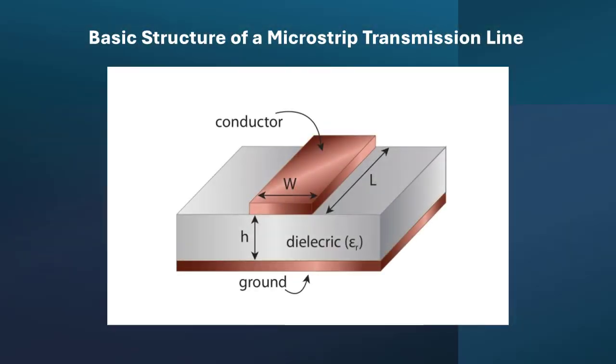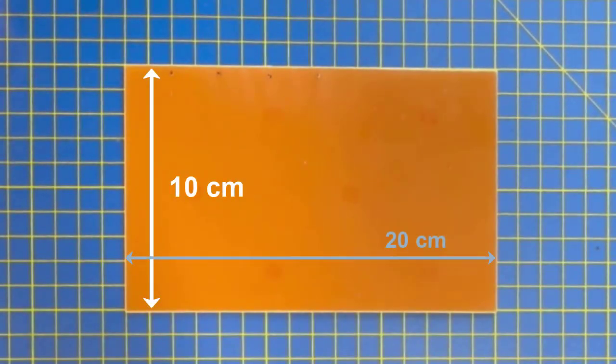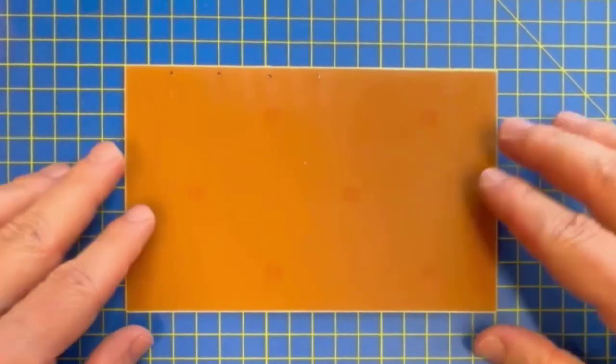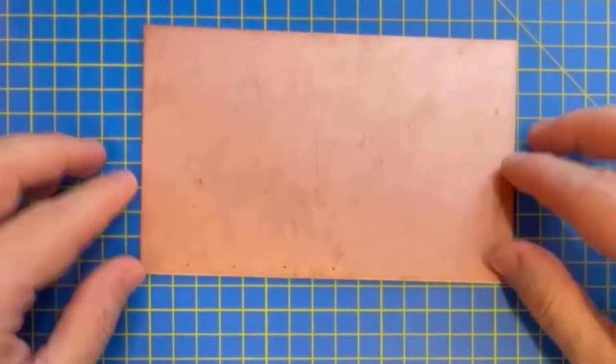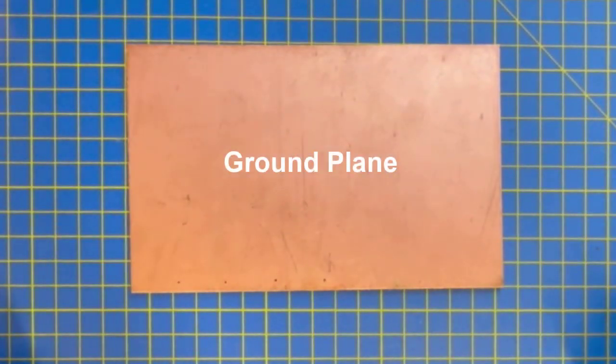In this video, we will design, make and verify the impedance of a microstrip transmission line. Let's look at what we will be using to make our line. Here we have a 10 by 20 centimeters single-sided board. Single-sided means that it only has copper on one side, and this will be our ground plane.